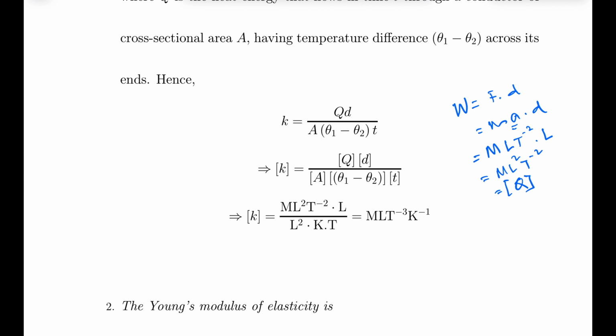For A, we have L square, area is length into breadth. Both of them have the dimension of length. So this is L square. Theta1 minus theta2: these two are temperatures, so the difference of two temperatures is a temperature. So this is measured in Kelvin, so this is the dimension for temperature here, K. For time t, we have here capital T. So when simplified, this gives you the dimensional formula for thermal conductivity as M L T to the power minus 3 K to the power minus 1.